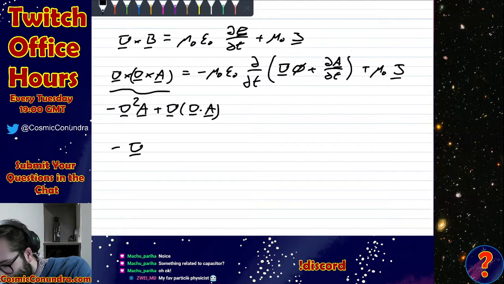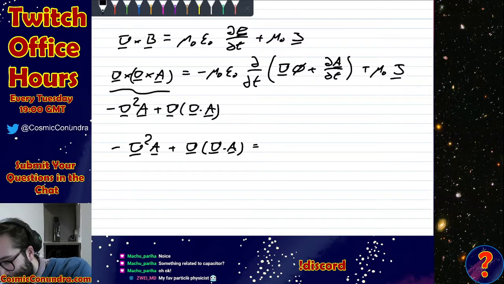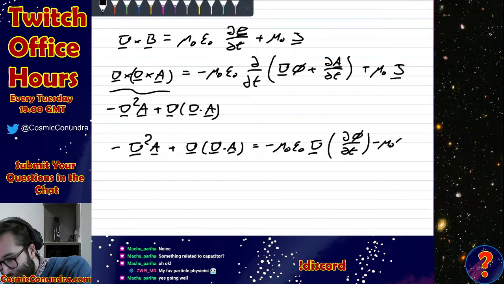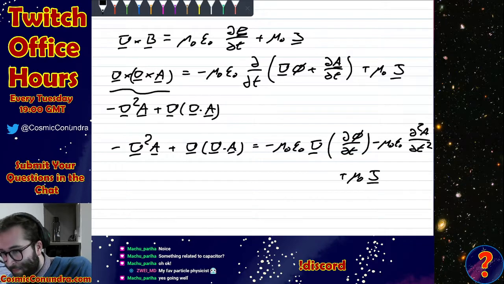So that gives us on the left-hand side this equation here, and then on the right-hand side, still the same thing as before, but now I'm going to move this time derivative through. I can commute the time derivative with this grad here. So I can rewrite this as minus mu naught epsilon naught grad of d phi by dt minus mu naught epsilon naught second derivative with respect to time of A, and still plus the mu naught j. Okay.